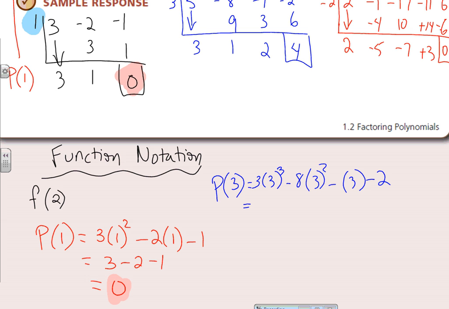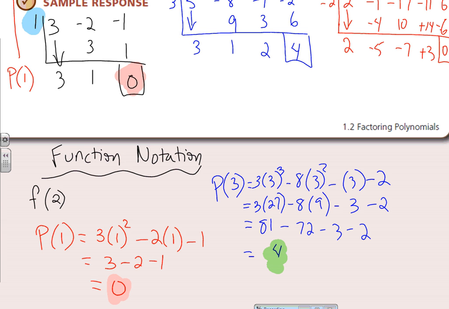3 to the 3, that's 27. 3 times 27 minus 8 times 9 minus 3 minus 2. So then 3 times 27, that is 81. Minus 8 times 9, 72. Minus 3 minus 2. 81 minus 72 minus 3 minus 2. So we've got 9 minus 3 is 6 minus 2, that is 4.